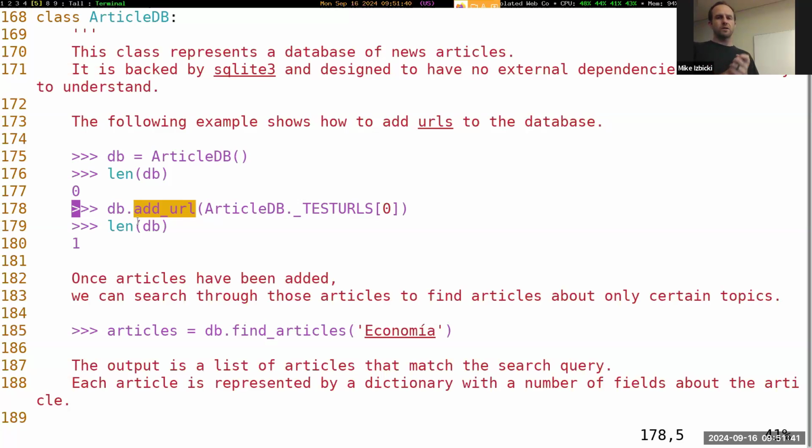Good questions. Any other questions about anything about the homework?